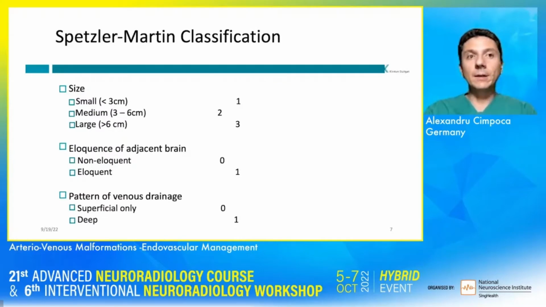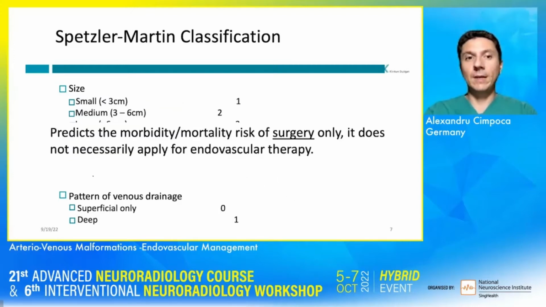The most common AVM classification is the Spetzler-Martin classification. It takes into consideration the size of the nidus, the eloquence of the adjacent brain tissue, and the pattern of venous drainage. It predicts the morbidity and mortality risk of surgery only. It does not necessarily apply for endovascular therapy.